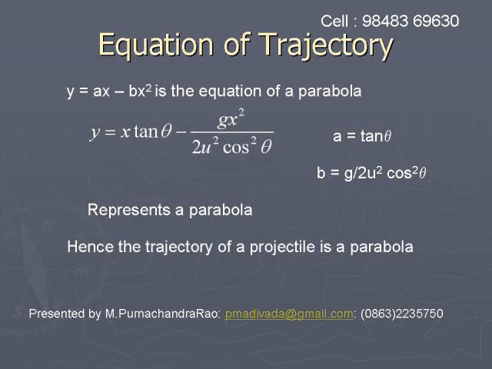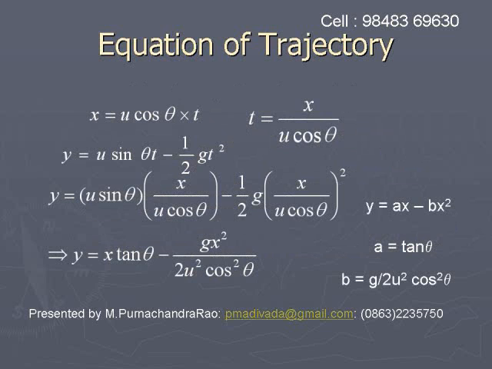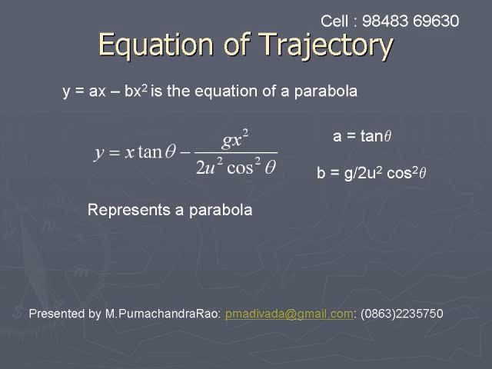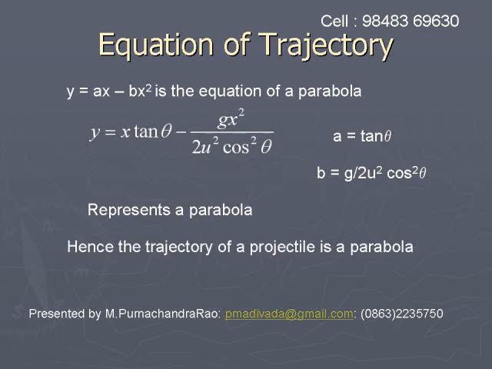So we get the equation y is equal to x tan theta minus gx square by 2u square cos square theta, which is similar to the equation y is equal to ax minus bx square, where a and b are constants. Since y is equal to ax minus bx square represents the equation of a parabola, y is equal to x tan theta minus gx square by 2u square cos square theta also represents a parabola. Hence, the path or the trajectory of a projectile is a parabola.